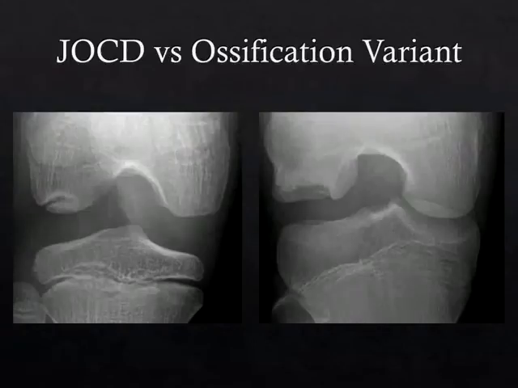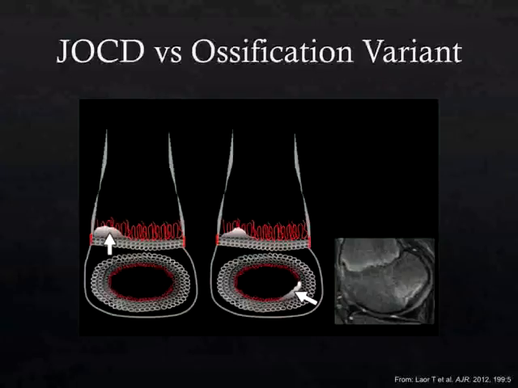On radiographs, it can be difficult to distinguish JOCDs from ossification variants. I'll go over some key differences in a bit, but the patient on the left has an ossification variant. The patient on the right has a JOCD. The JOCD looks more lytic and irregular, which is the more classic appearance, but you can see fragmentation or in situ fragments with them, and so it can be difficult to distinguish the two, but we'll go over how to do that.